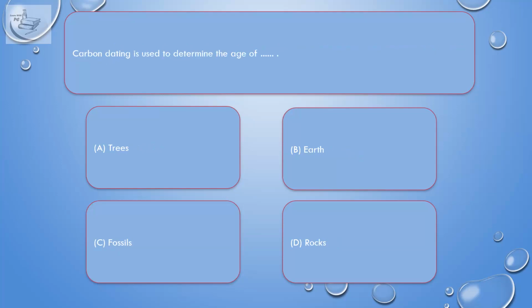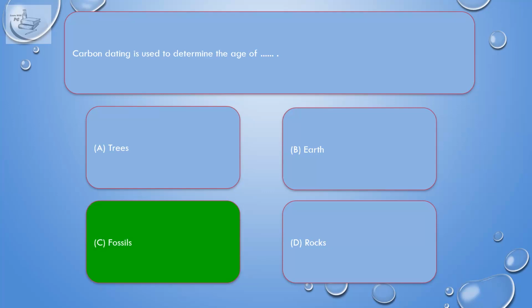Question: carbon dating is used to determine the age of A. Trees. B. Earth. C. Fossils. D. Rocks. Correct answer is C. Fossils.